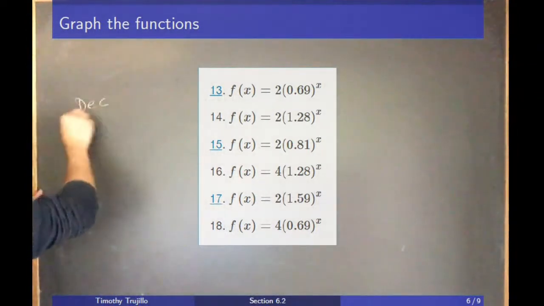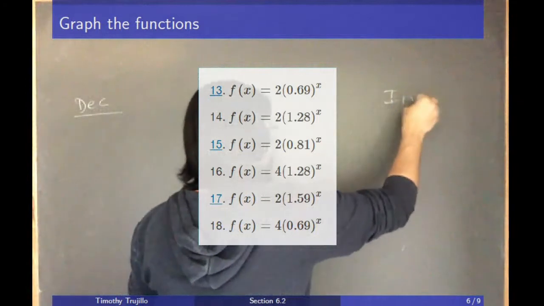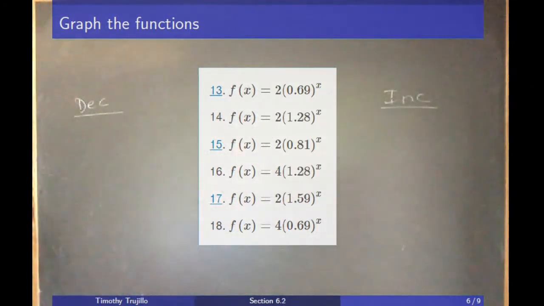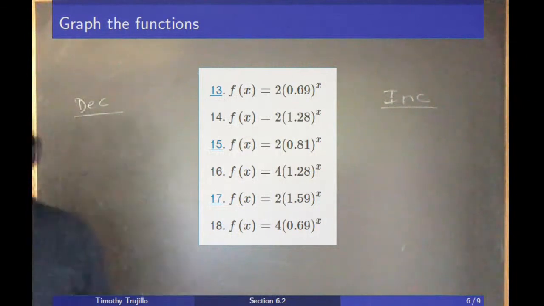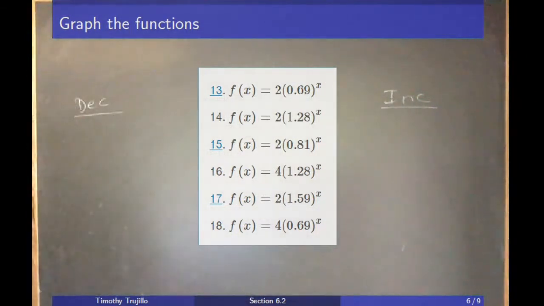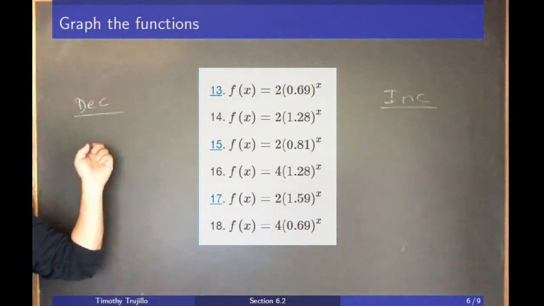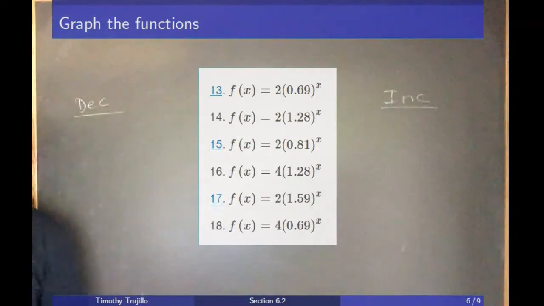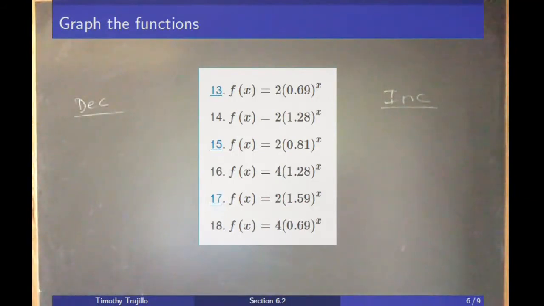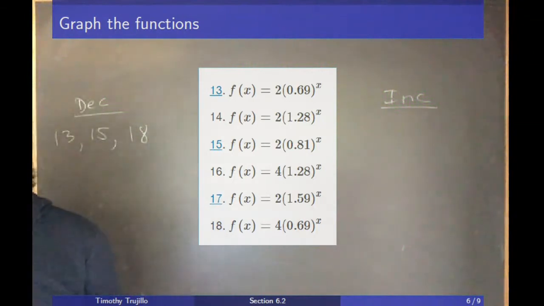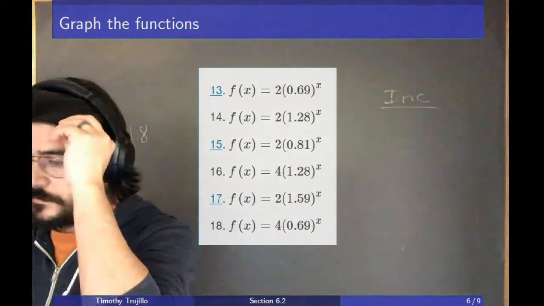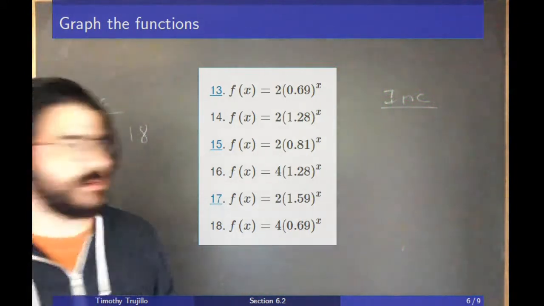So let's put the decreasing functions on this side and the increasing functions on this side. Notice the a is still positive in all of these, so we haven't reflected across the x-axis. But which of these is increasing and which of these is decreasing? You can give me the numbers for the decreasing. Okay, so we've got 13, we've got 15, and we've got 18. Okay, and then what about the increasing ones? Okay, 14, 16, 17.